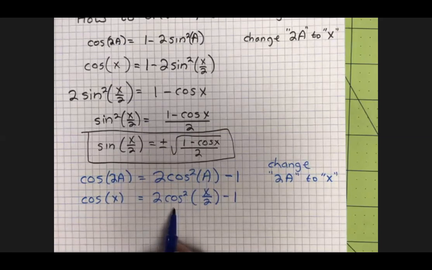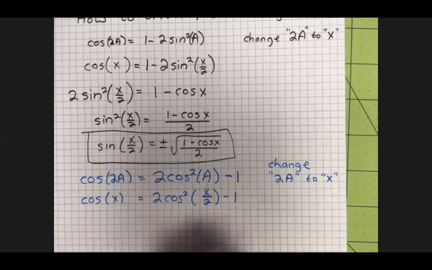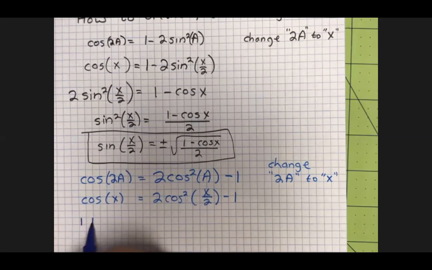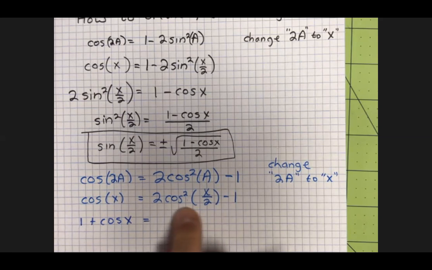And now you can solve this for the cosine of x over 2. You'll add 1 to both sides. You'll divide, after you add 1, you'll divide both sides by 2.